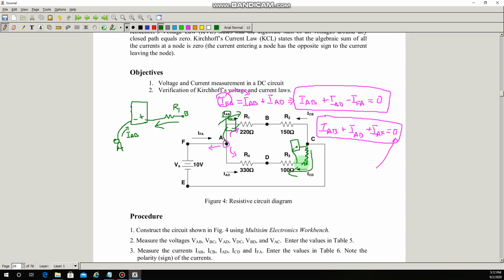Obviously this part of the circuit will be removed. So in this way I have made sure that the connection between node C and D remains intact and at the same time the current in this branch flows through the ammeter so that it can be measured. So this will allow me to measure ICD.